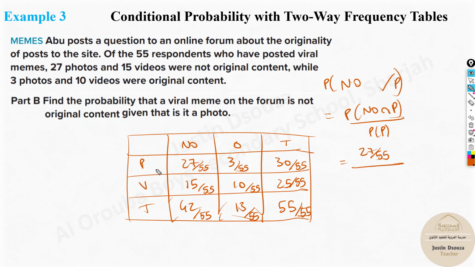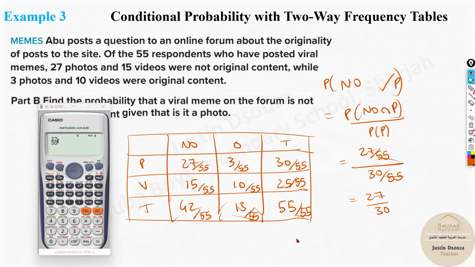Divided by what is the probability of photo only? Photo is the total, right? 30 by 55. Now you can avoid writing this because it anyways cancels off. It's 27 by 30. Just use a calculator and solve this up. Just put it in the calculator, 27 by 30. The answer is 0.9, 90%. Okay, we will just check the answer.